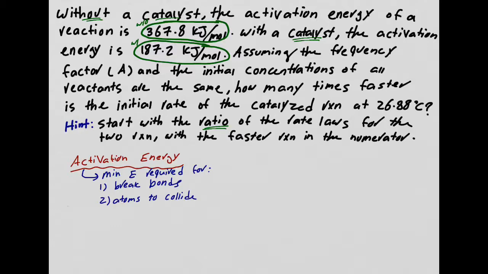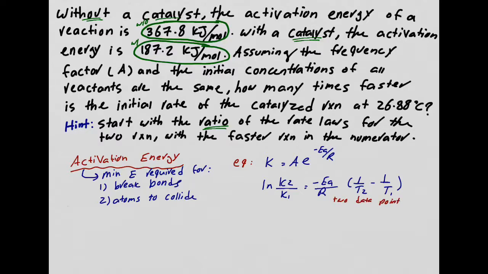Now, the other thing I would do if I were you guys, I would write down the equations for activation energy. There are 2 equations that I ask you to know. One of them is k equals A times e to the power of minus activation energy over RT, and the other one is ln of k2 over k1 equals minus activation energy over R times (1/T2 minus 1/T1). That's when you change the temperature and you have 2 data points.